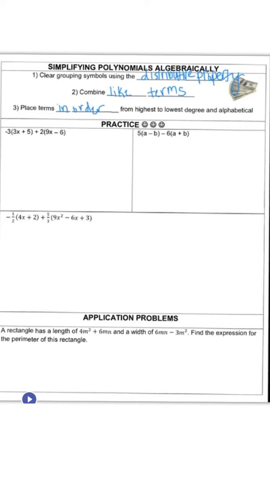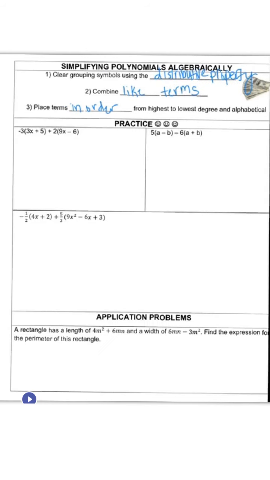I have -3 times 3x plus 5 plus 2 times 9x minus 6. So I need to start off with distributing out this -3. So -3 times 3x is -9x, and -3 times 5 is -15. Now we need to move to the other side. I need to distribute out this +2 to each term in this parenthesis. So I have 2 times 9x, which would be 18x, and then 2 times negative 6 is negative 12.